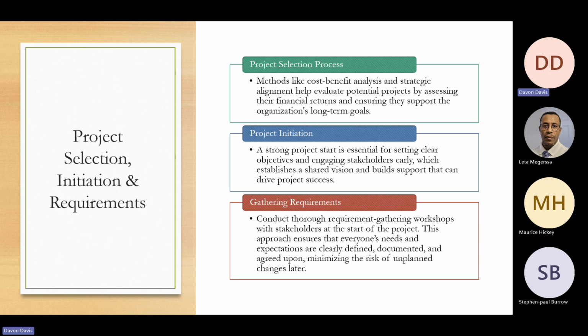Let's go and move on to project selection, initiation, and requirements. With the project selection process, you can use methods like cost benefit analysis and strategic alignment to help evaluate potential projects by assessing their financial returns and ensuring that they support the organization's long-term goals. And that's just one method. There are plenty of methods you can use for the project selection process, but that is one that's very important to cover.